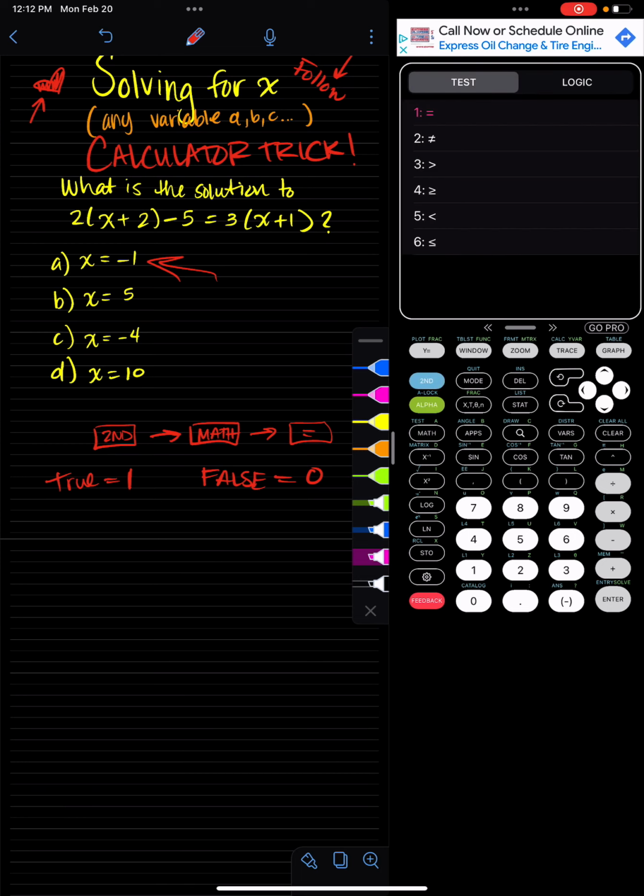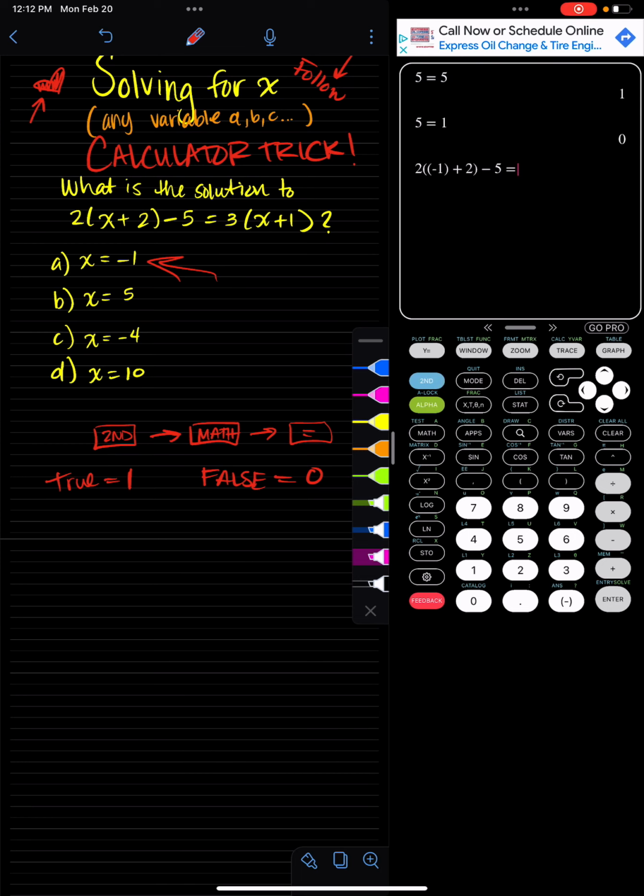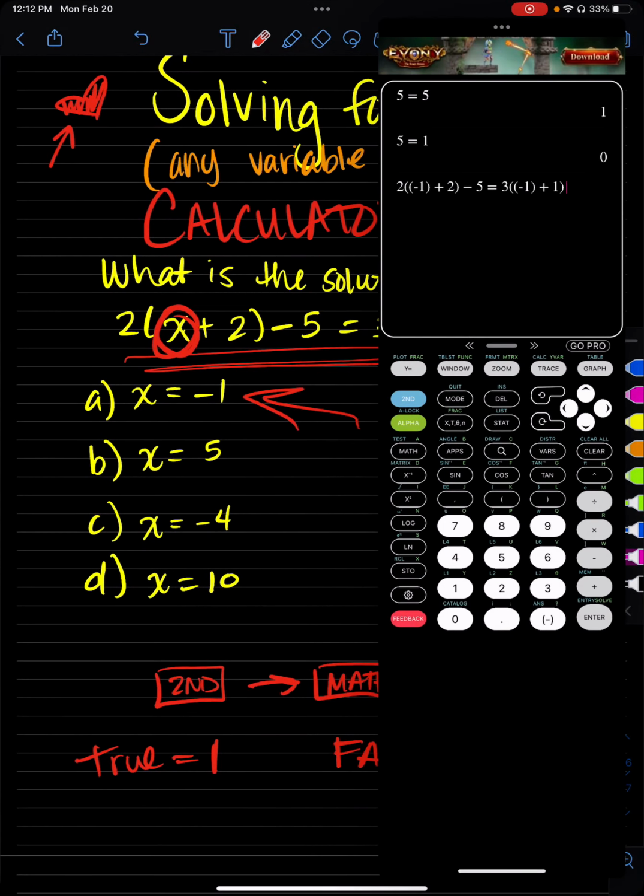Now we make the equal sign, so you hit second math, enter. Then I have 3, parentheses. I need another parentheses because I want to put that same x value in. So parentheses, -1, close that bad boy off, plus 1, and then close it. All I did was take this equation, type it into the calculator, and anywhere there was an x, right here and right here, I put in whatever my answer choice is. Right now I'm going to test out -1. If I get a 0, it's the wrong answer, and if I get a 1, it's the right answer. Now that I have that typed in, I'm going to hit enter.